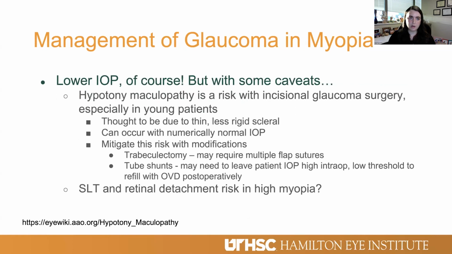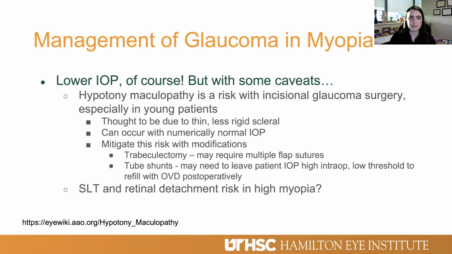So I also want to hit lightly the management of glaucoma in myopia. Of course, as with all glaucoma, the goal is to lower the intraocular pressure, but there are a few caveats I wanted to bring up. It's very important to keep in mind the risk of hypotony maculopathy with incisional glaucoma surgery, especially in young patients. This is thought to be due to the thin, stretched out, less rigid sclera, and this can actually occur with numerically normal IOP.